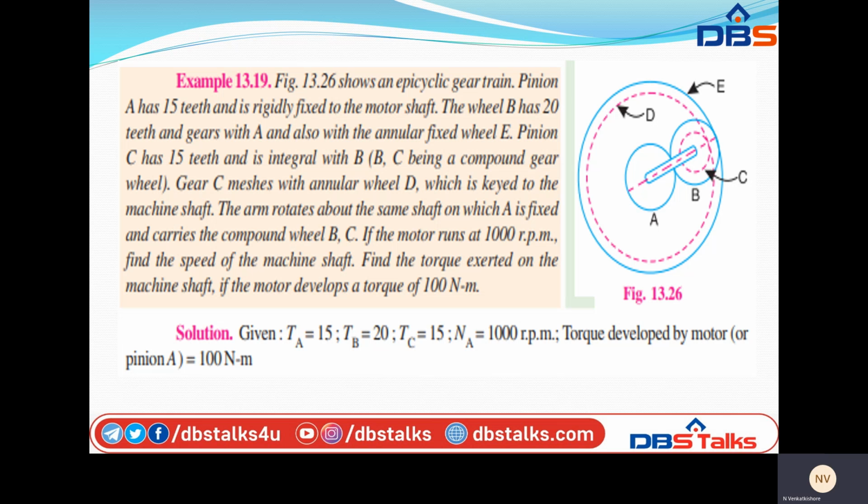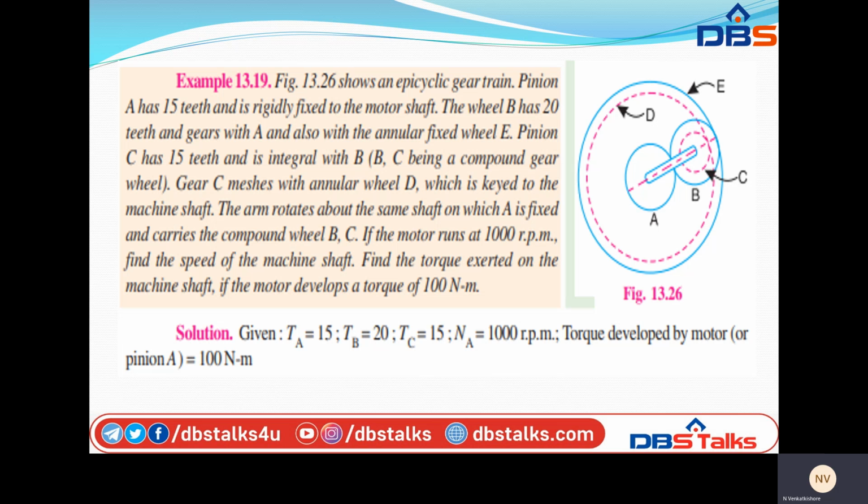The entire diameter of E, the pitch circle diameter of E, is equal to dA plus 2 times dB, and dD is equal to dE minus dB minus dC. So with that we may find out that, since the number of teeth are proportional to the pitch circle diameter, TE is equal to TA plus 2 TB, and TD is equal to TE minus TB minus TC.